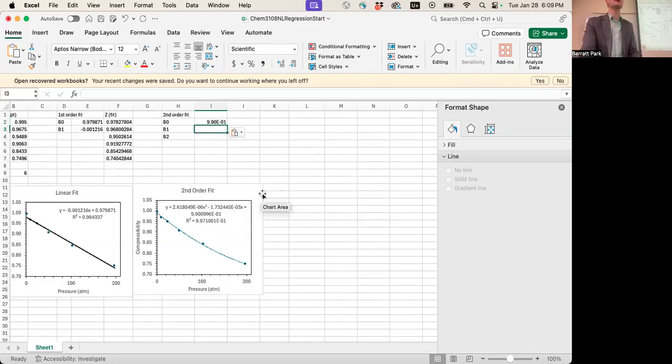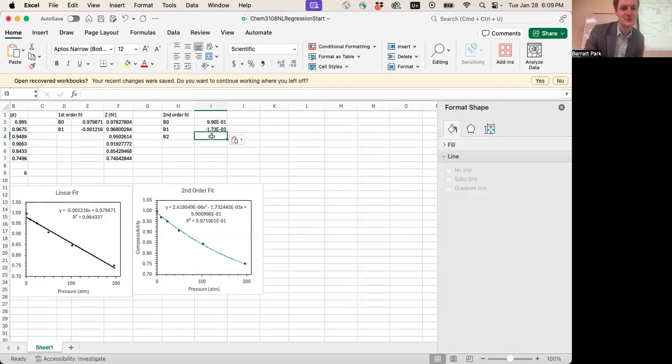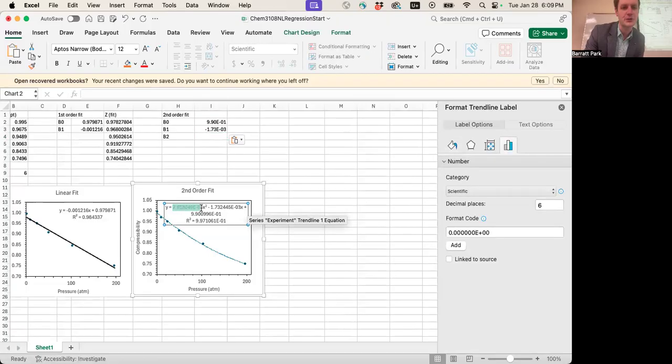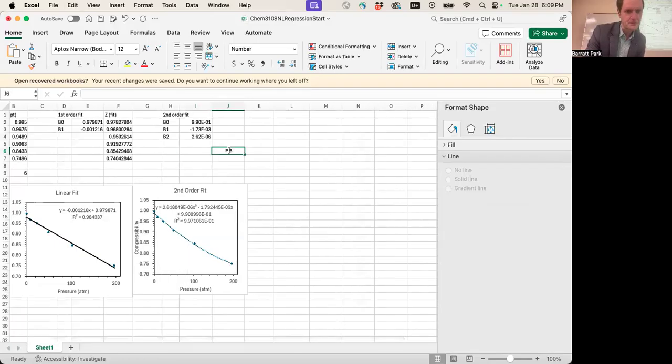B1 is the coefficient that multiplies the pressure to the first power. So that's going to be this number right here that is multiplied by x: negative 1.7 times 10 to the minus 3. That's going to be the B1 virial coefficient. So I'll copy that number, Command C, Command V, copy paste. And the second virial coefficient, that's the coefficient of the pressure squared. So I'll select that number, copy, and paste it over here. So now I've got my best fit parameters. That basically completes this part of the exercise.